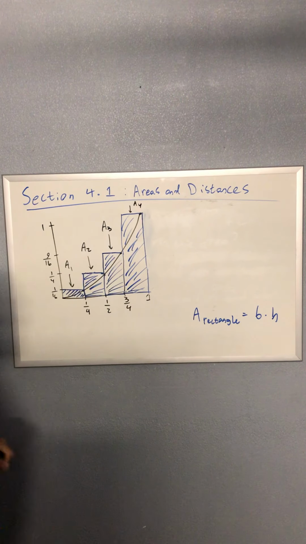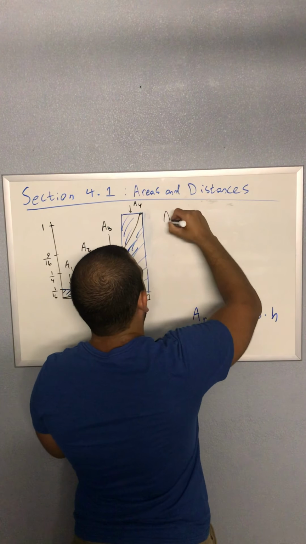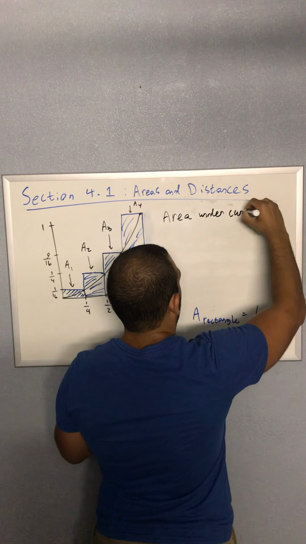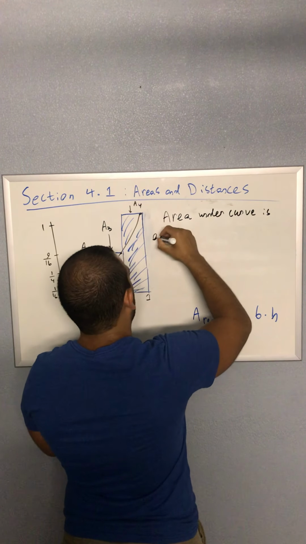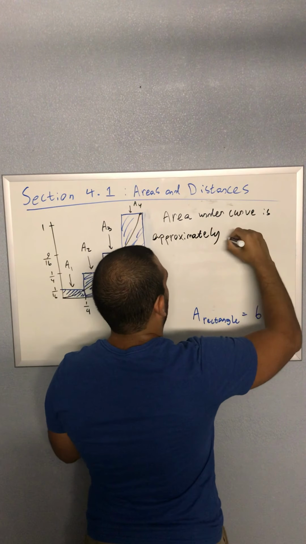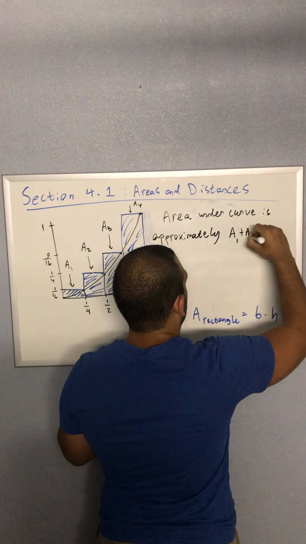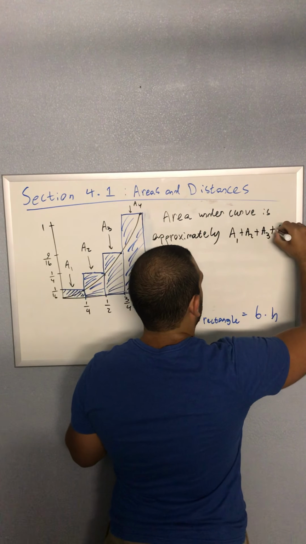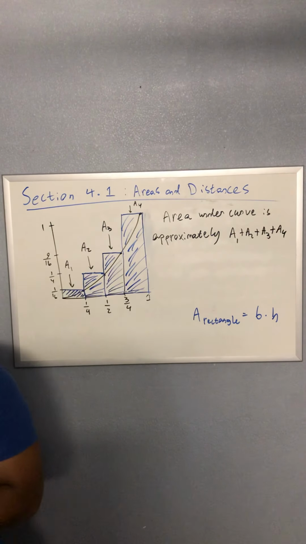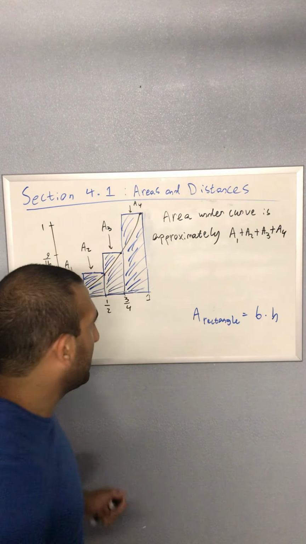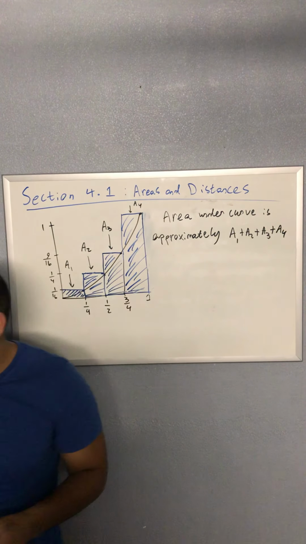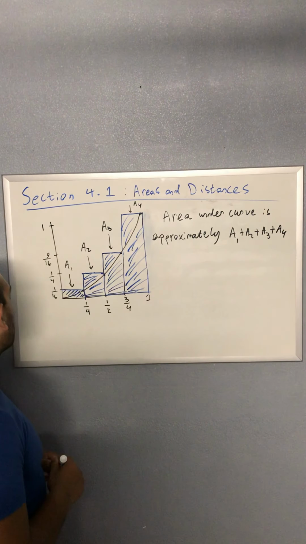Okay, so the area under the curve is approximately A1 plus A2 plus A3 plus A4, right? You just add up each of these areas. But as you can see, it's an overestimate, which is fine. That's completely fine. Let's see what it's going to be.